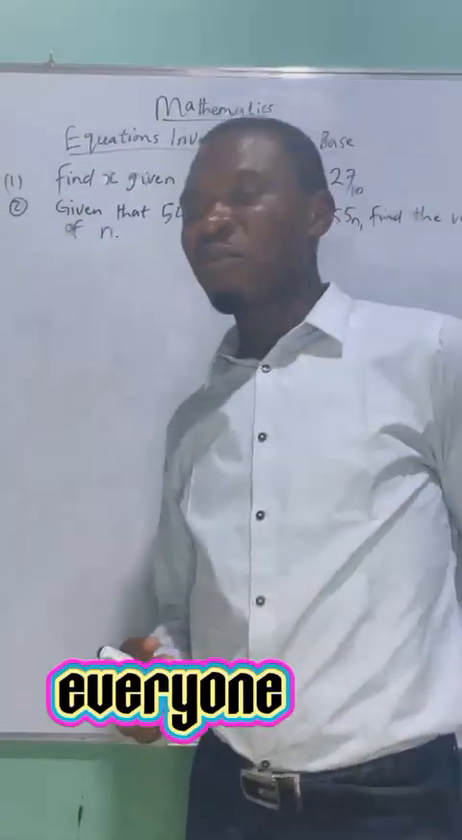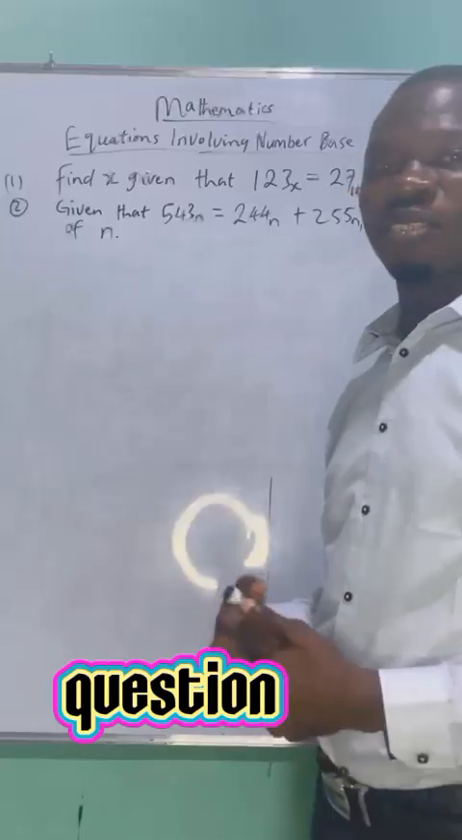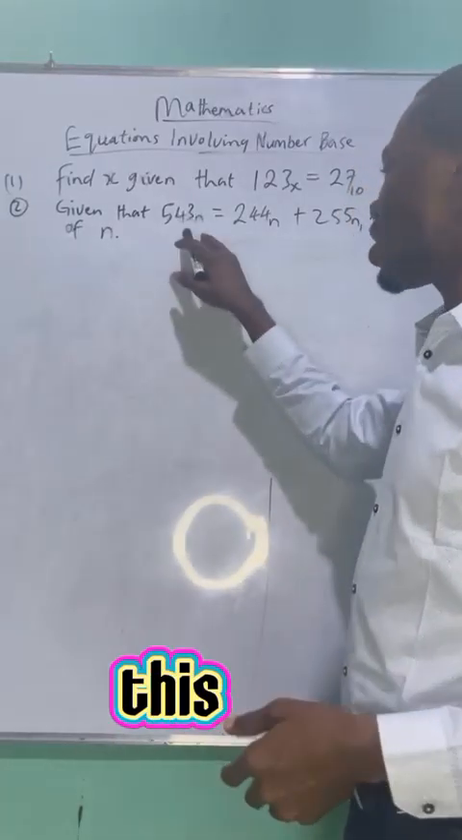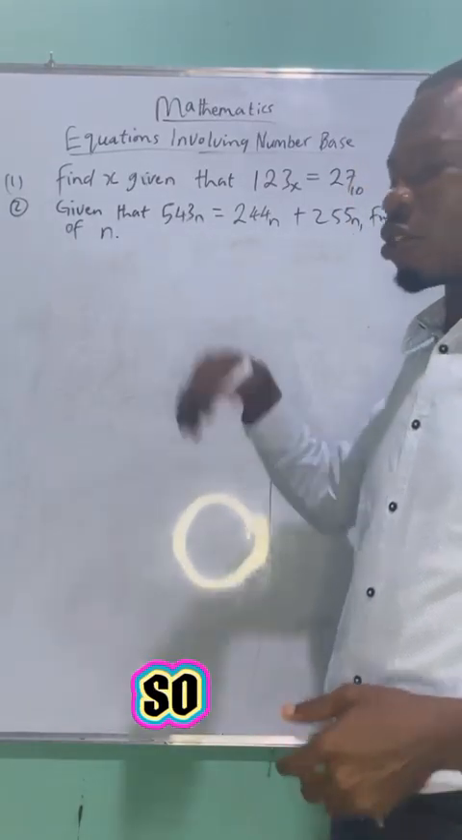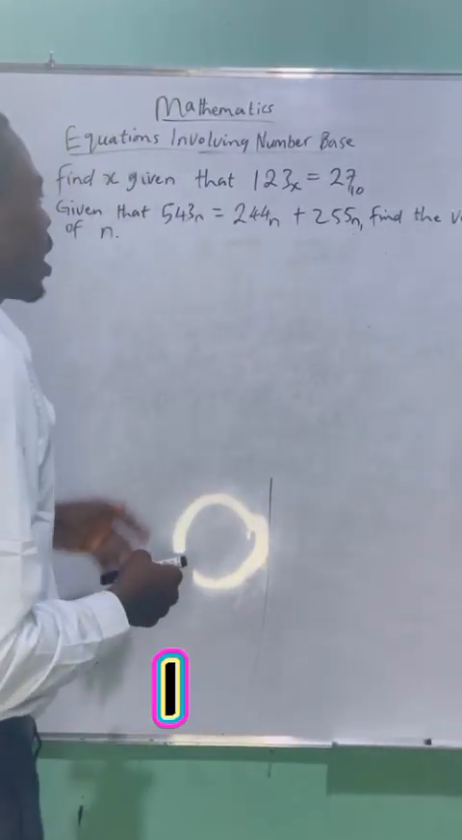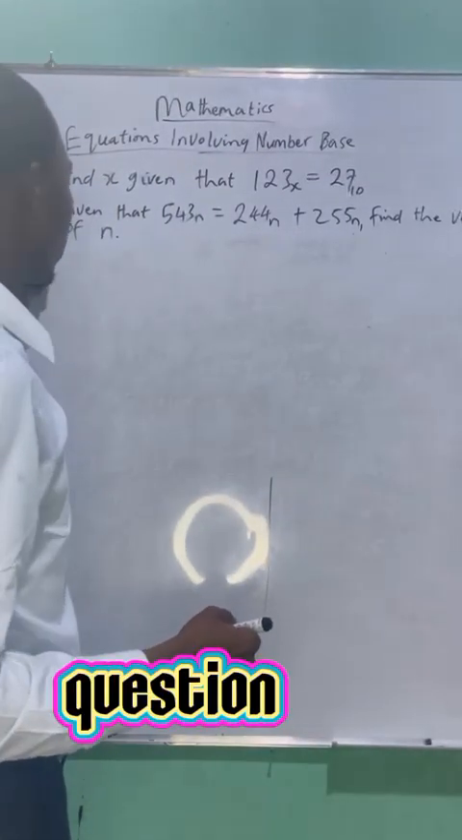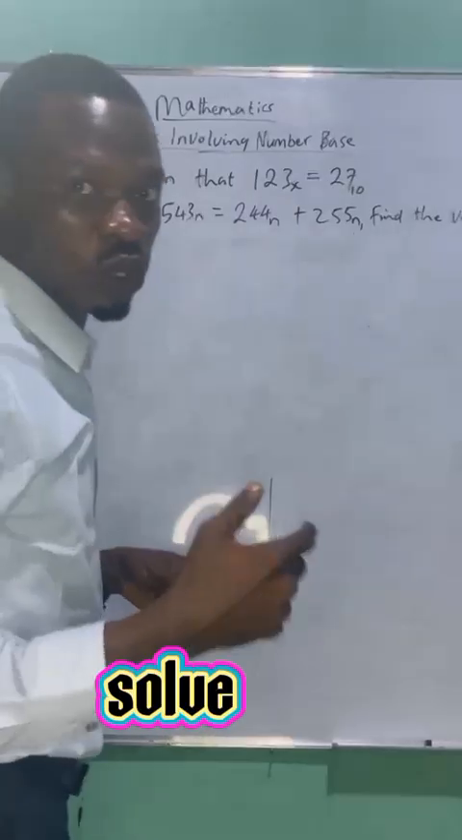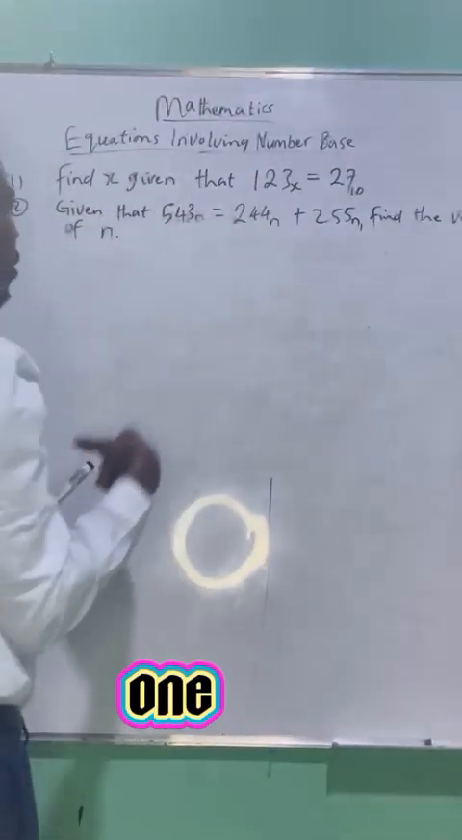Hi everyone, let's look at this question on the board. We're having this case of unknown bases. So let's look at how we can solve when an unknown base is given. I have two questions on the board, question number 1 and 2. I'm going to solve number 2 so that you can solve number 1 for me.